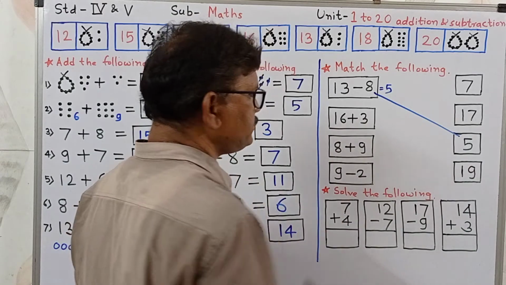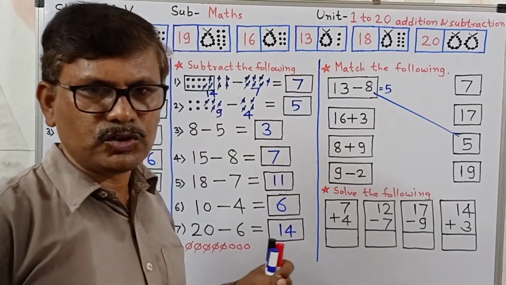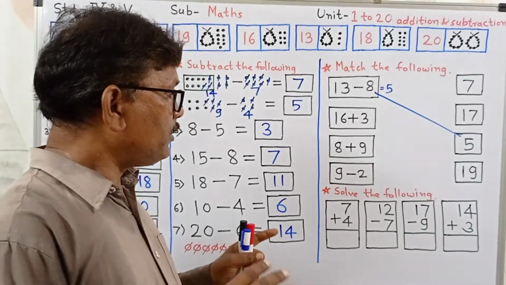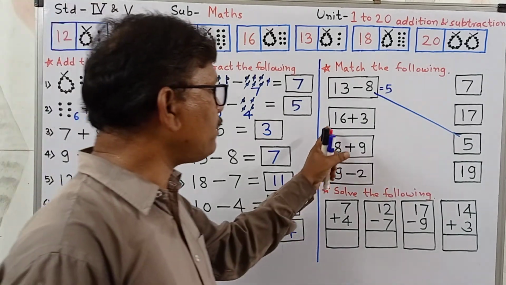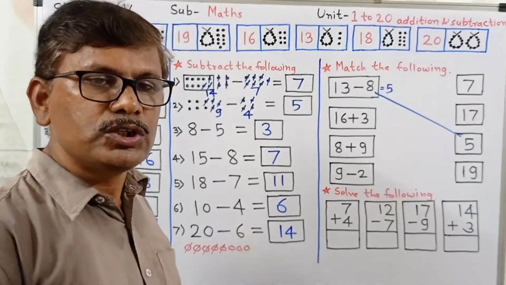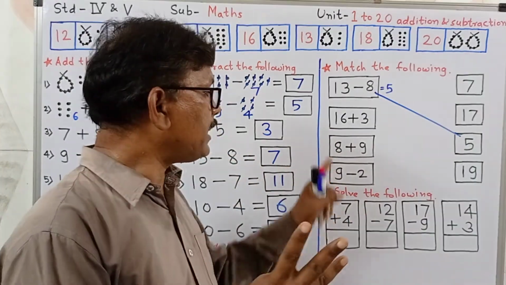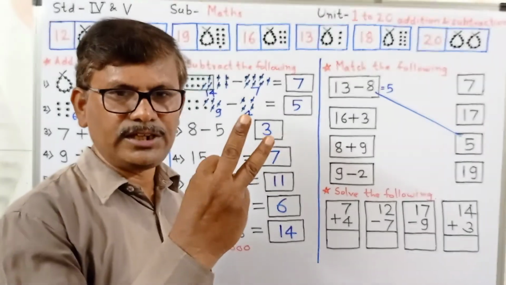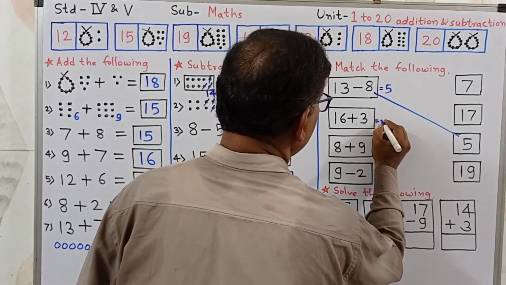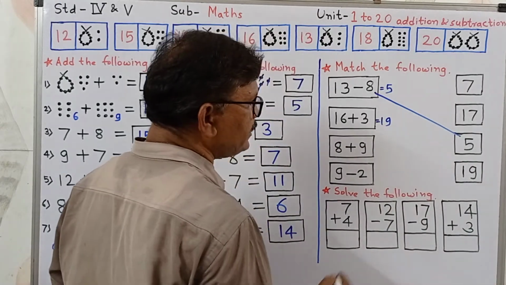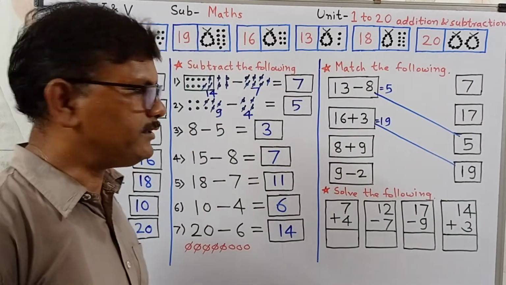Okay. Here 16 plus 3. You know, this is addition. So take the fingers according to the smaller number. Which is the smaller number? 3 is the smaller number. So take 3 fingers and count after the bigger number. The bigger number is 16: 17, 18, 19. What is the answer of 16 plus 3? 19. So where is 19? Here is 19. So match 19.